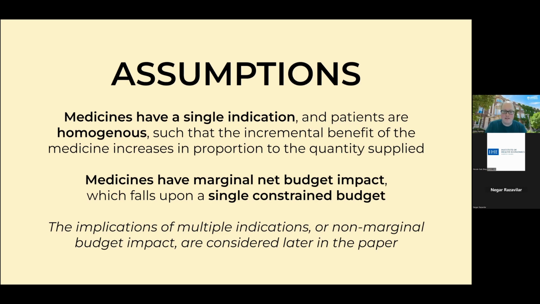We also assume that medicines have marginal net budget impact. What marginal means is that the net budget impact is not really substantial in the grand scheme of the public healthcare system, such that it would displace not just marginal technologies, but many other technologies of differing cost effectiveness. Things can get complicated when you have medicines that have a non-marginal budget impact. Treatments for hepatitis C is an example that's often given in the literature. So we will return to them later in the paper. Let's keep things simple for now. Medicines have marginal net budget impact.